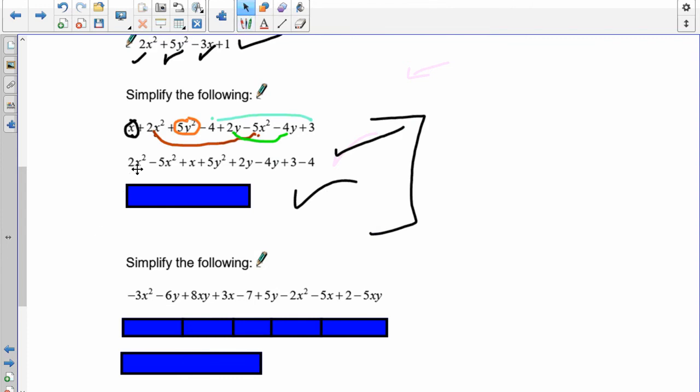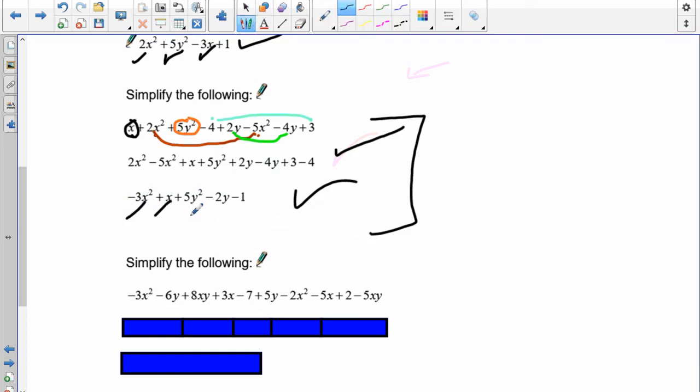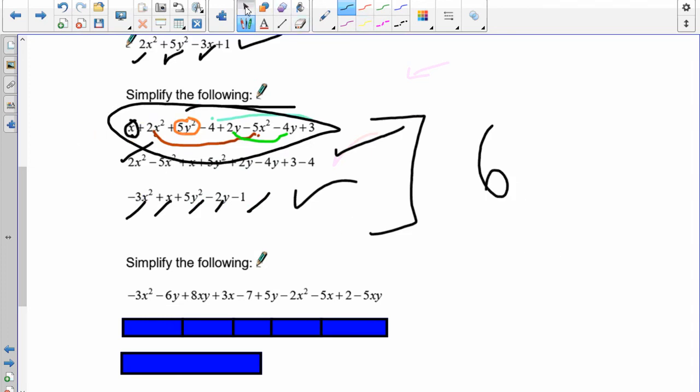All right, now, 2x squareds and a negative 5x squared. Well, 2 minus 5 is negative 3. All right. x doesn't move, nothing there. 5y squared, nothing to add to it, it stays. 2 take away 4 is negative 2, so I have negative 2y here. And a 3 take away 4 is negative 1. So I get negative 3x squared plus x plus 5y squared, subtract 2y, subtract 1. And of course, if I'm marking this, you're going to get 1, 2, 3, 4, 5. And of course, this is going to be worth 1. That's 6. So you always copy down the question, and you have 6 marks here. So this question would have been worth 6 marks.